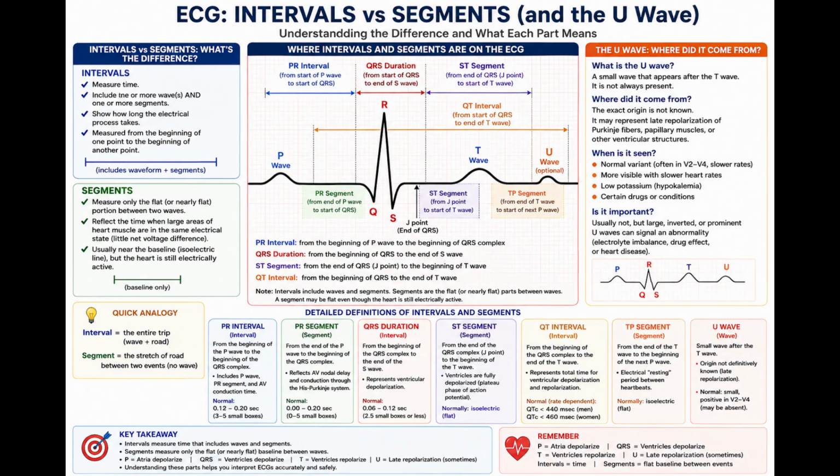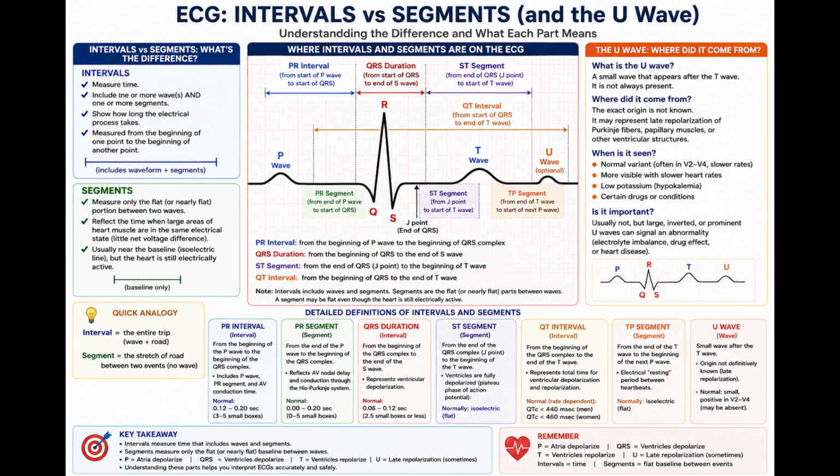Final summary. Let us review. A wave is a visible electrical deflection. A segment is the usually flat portion between waves. An interval is a timed measurement that includes one or more waves and may also include segments. The PR interval measures from the beginning of the P wave to the beginning of the QRS complex. The PR segment lies between the end of the P wave and the start of the QRS.